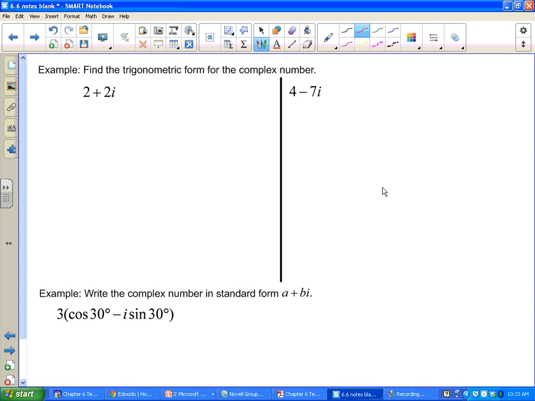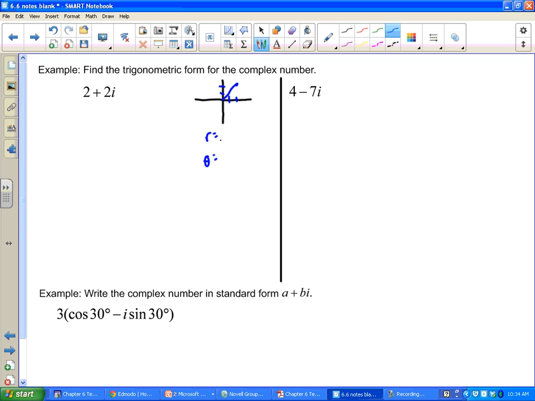I find it very helpful when I start off on these to graph what I have, just like I did with vectors. So I'm graphing 2 plus 2i, so that's going to go right 2, up 2. We're talking about this point right here. And so we need to find two things: we need to figure out what r equals, and what theta equals.